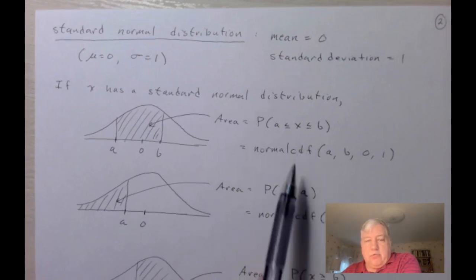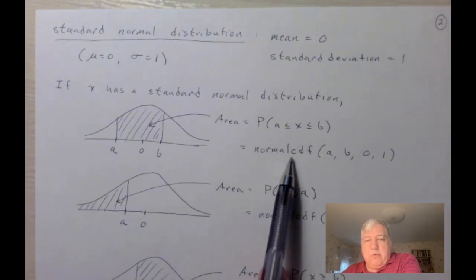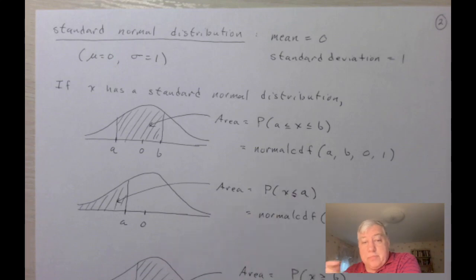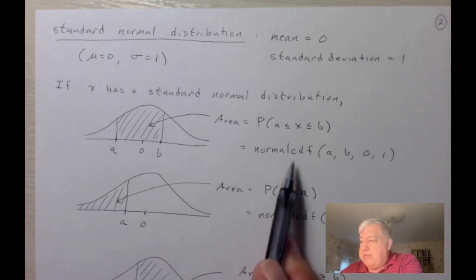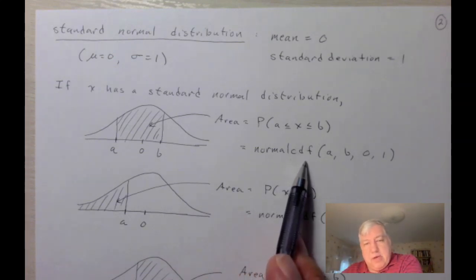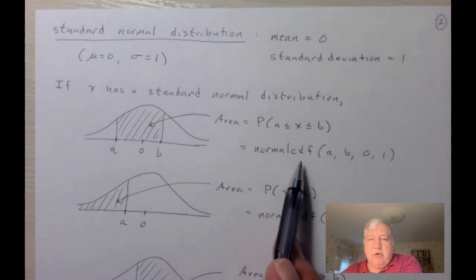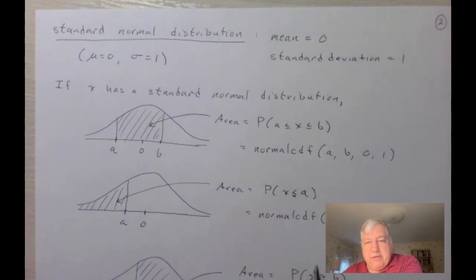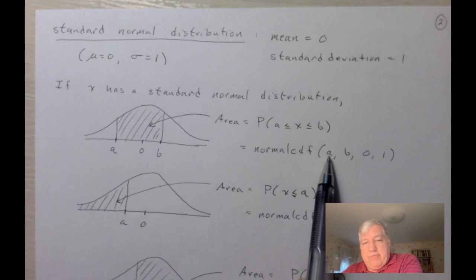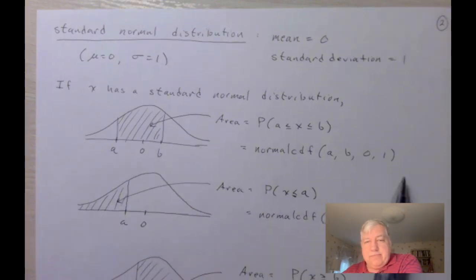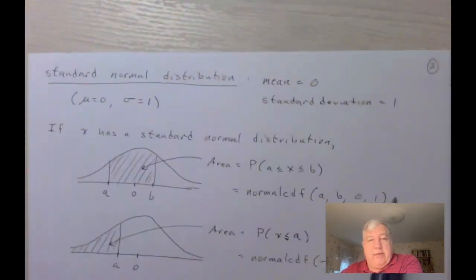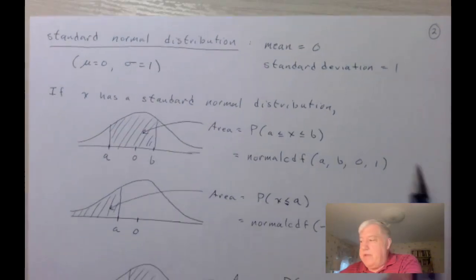Instead, we type the following things into the command on our calculator called normal CDF, the cumulative density function. In a way it's similar to the binomial PDF or CDF command. But here we have to give the endpoints a and b, and then give the mean and the standard deviation, which in this case will just be 0 and 1.